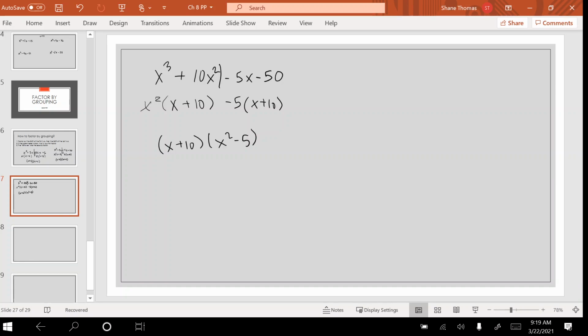Wait, I have a question. Why is it squared? Does that pull 2 out? Oh, yeah.